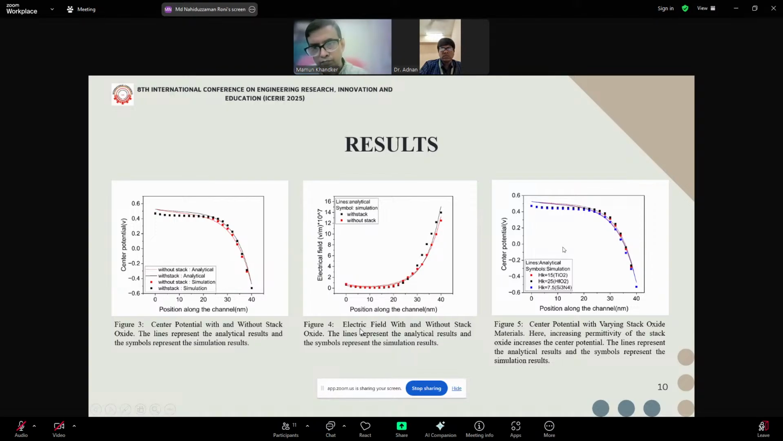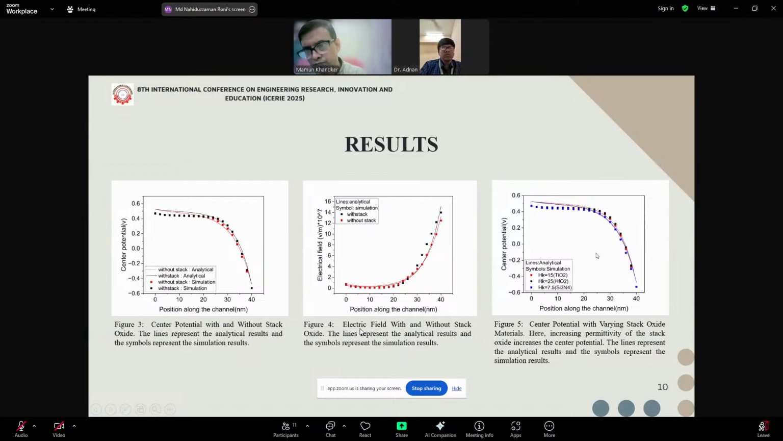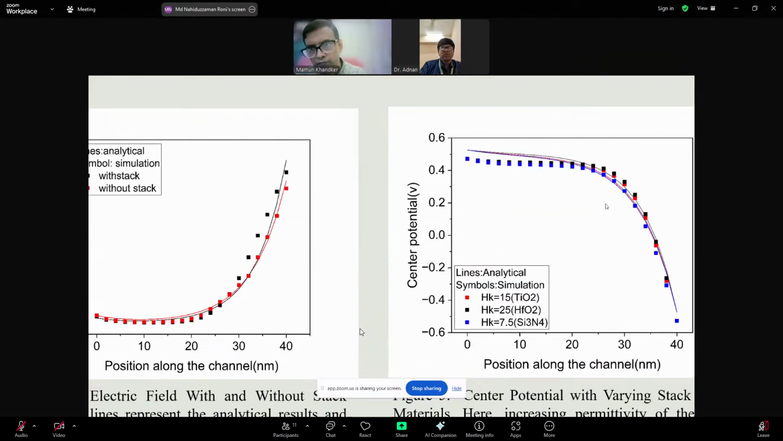Then we also varied different stack materials like titanium dioxide and silicon nitride, and obtained the center potential model along source to drain. Here we can see that black represents hafnium dioxide, red represents titanium dioxide, and blue represents silicon nitride. Here we can see that the more the permittivity increases, the center potential increases, and the less the permittivity, the center potential drops.